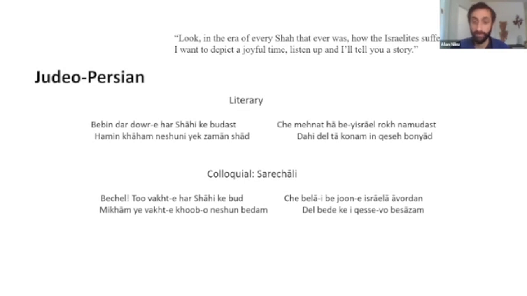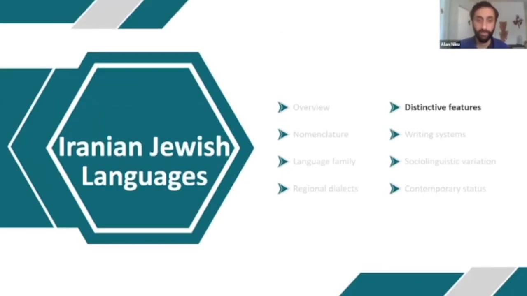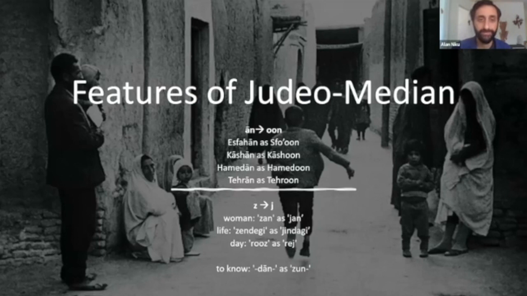So that's more like how my grandmother would speak. The literary one is the way that people would perform poetry. So some of these distinctive features of these languages, let's really get into it now. The Judeo-Median languages have several things that do unite them in a way.